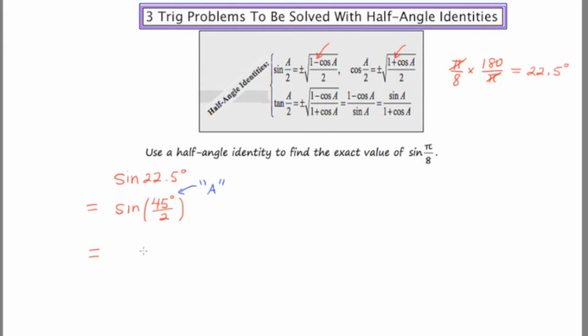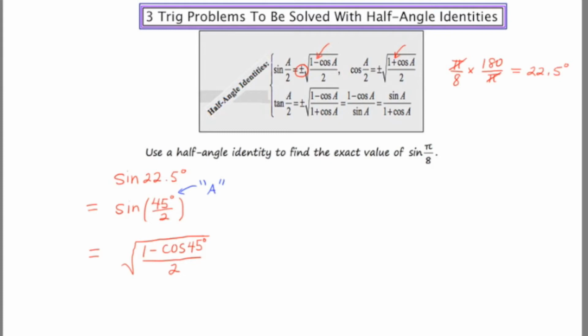So I'm going to start by writing down the formula. 1 minus cosine A, or 1 minus cosine 45, divided by 2. Now, another part of the formula which we can't neglect is this plus or minus out in front. And this plus or minus doesn't mean just jot down plus or minus. You actually have to pick plus or minus.